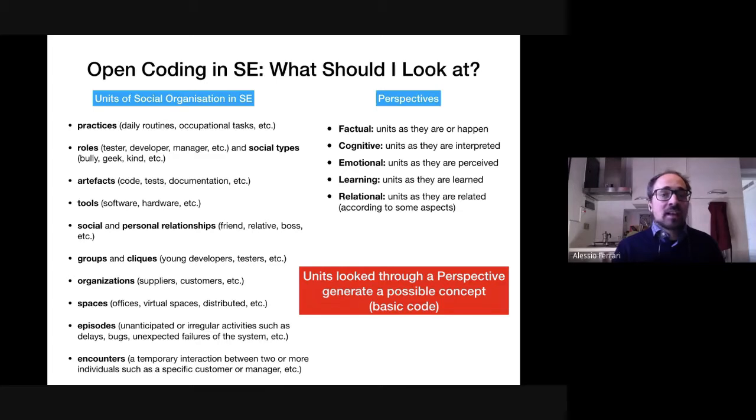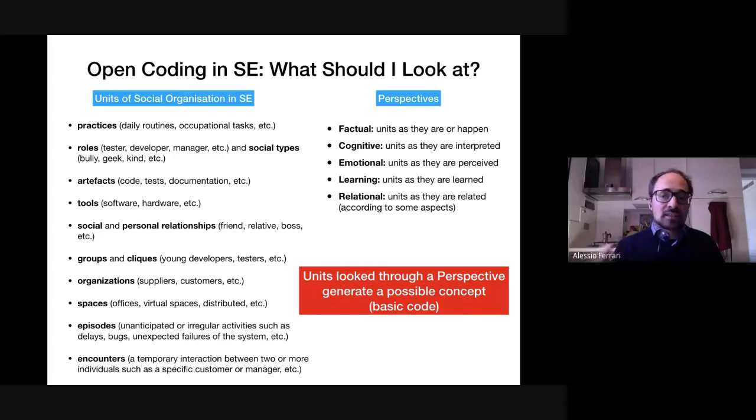Learning, units as they are learned. For example, the way that a certain software, a certain new tool, is learned by the people, or on the organization level, the way that novices understand the way that the organization is structured. Or again, in relation to episodes or encounters, you understand that you can have both an emotional perspective or a learning perspective, or finally a relational perspective.